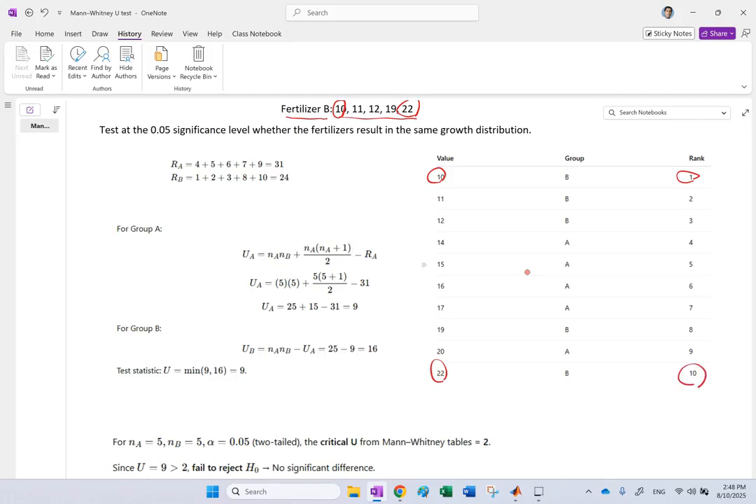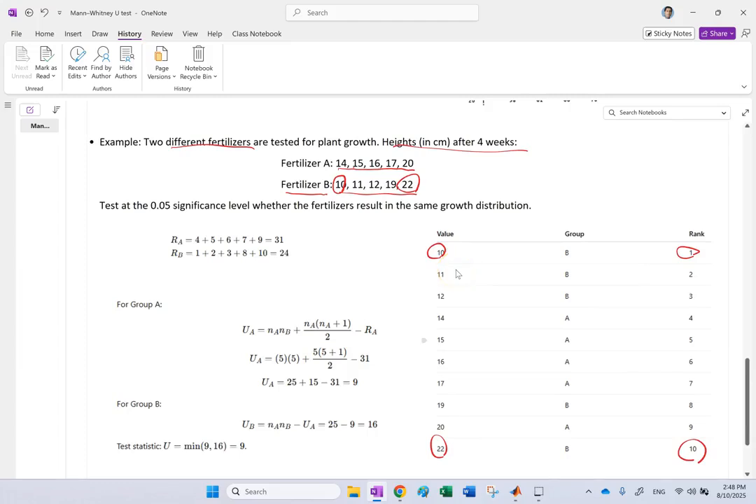Good? Now, if it happened to be that this group A, instead of this 14, it was also 10.